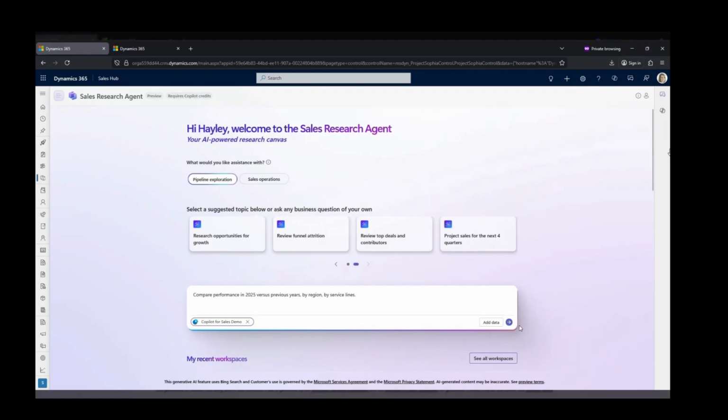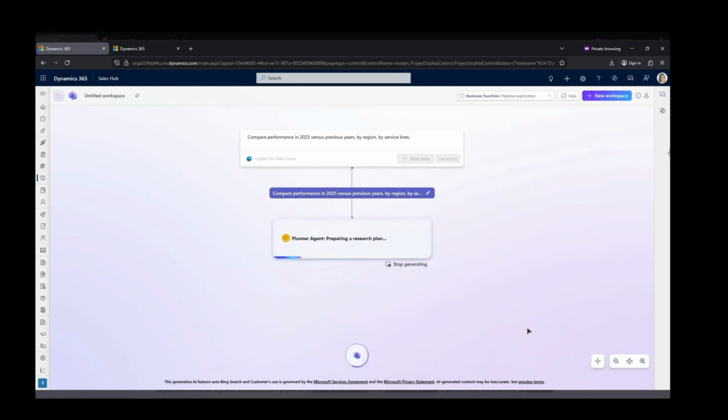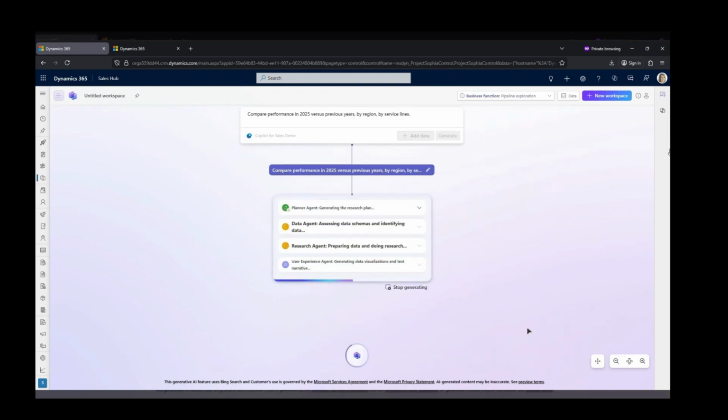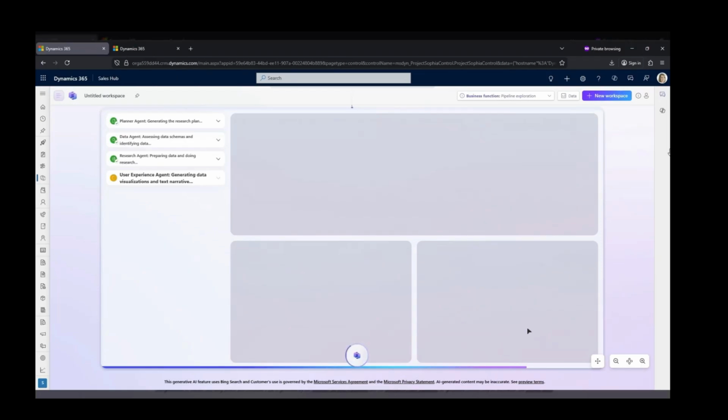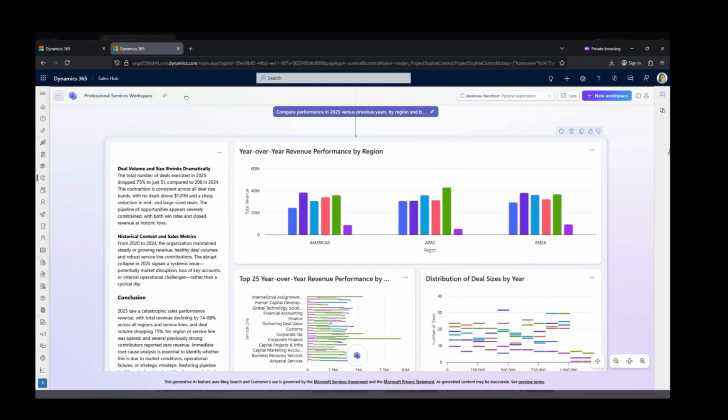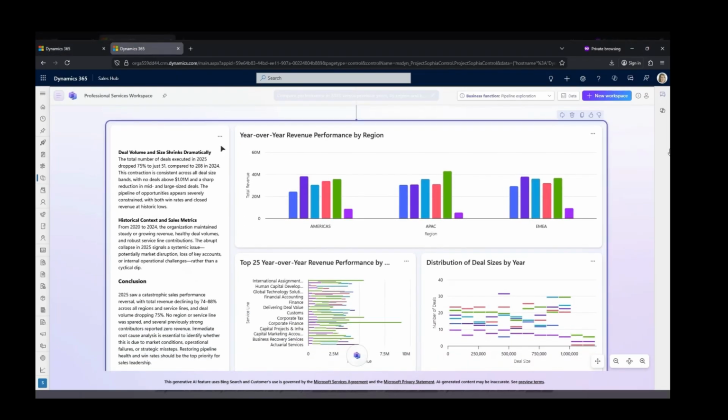So here's what's happening behind the scenes. The research agent coordinates 4 specialized reasoning agents that read enterprise data, enrich it with external signals, detect patterns across time, regions, and service lines, and produces a complete blueprint workspace, which includes insights, charts, and recommendations. It replaces hours of manual analysis and delivers results leaders can interact with naturally.